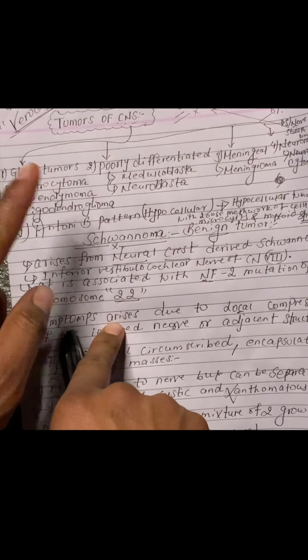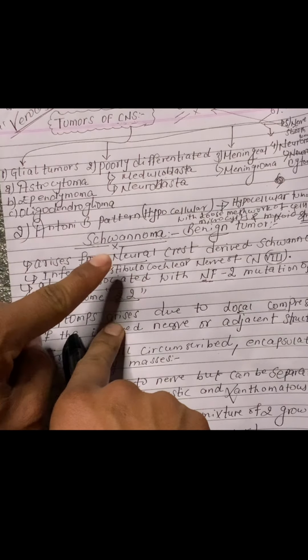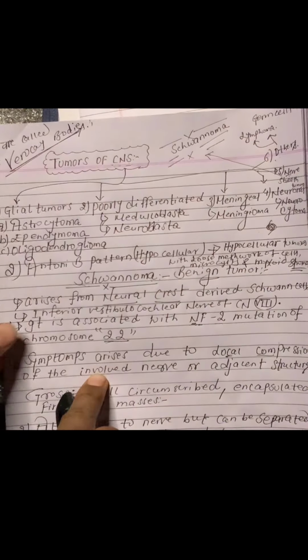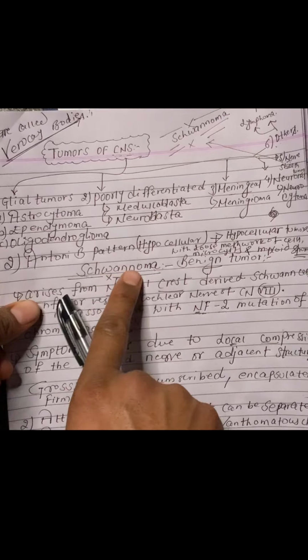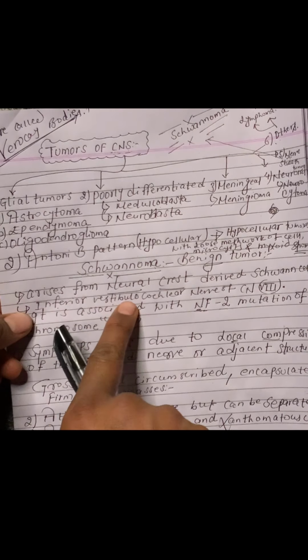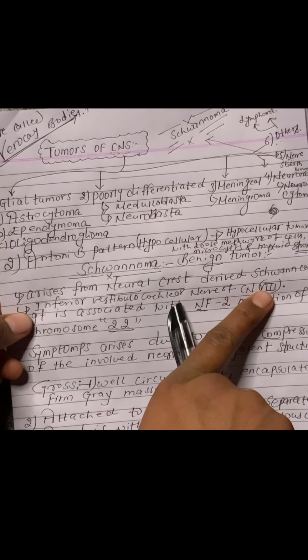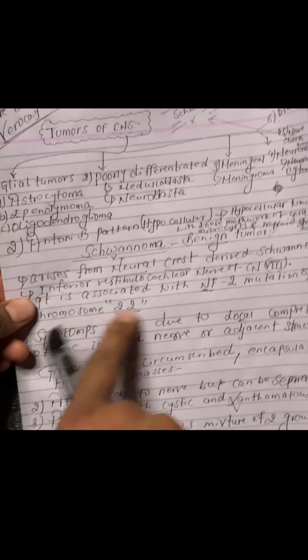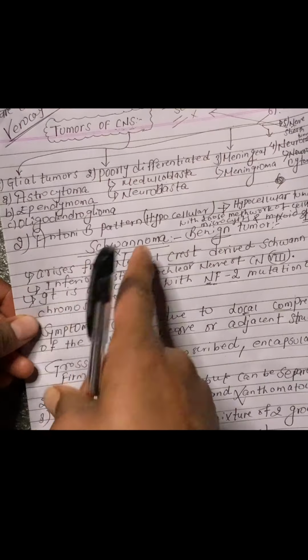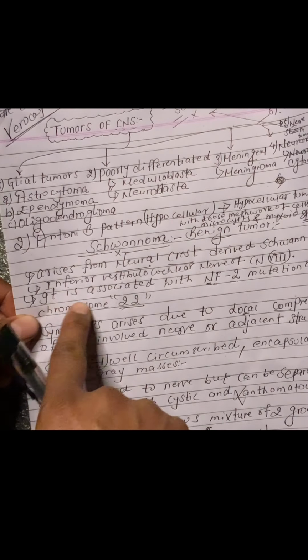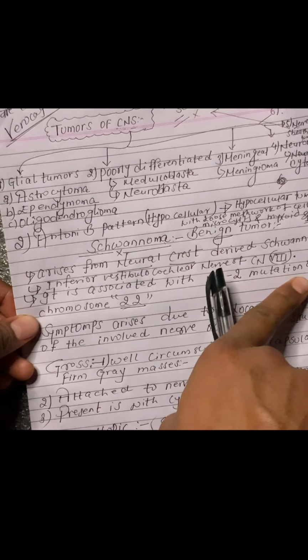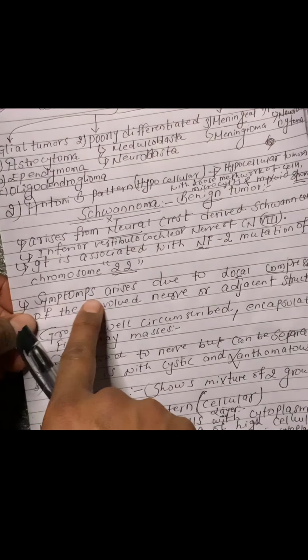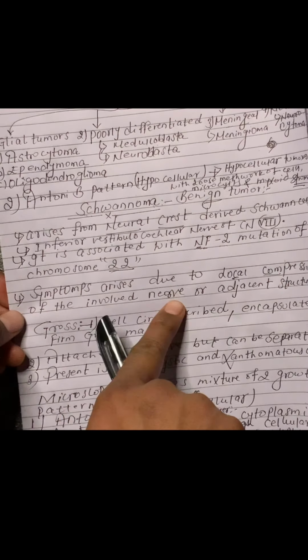So how will the question be? The question will be: classify the tumors of the central nervous system, and we can write these one by one, then list the most common site of the schwannoma. The most common site is the inferior vestibulocochlear nerve of the 8th cranial nerve. It arises from Schwann cells. What is the pathogenesis? It is associated with a neurofibromatosis 2 gene mutation on chromosome 22. The symptoms arise due to local compression of the involved nerves or adjacent structures.